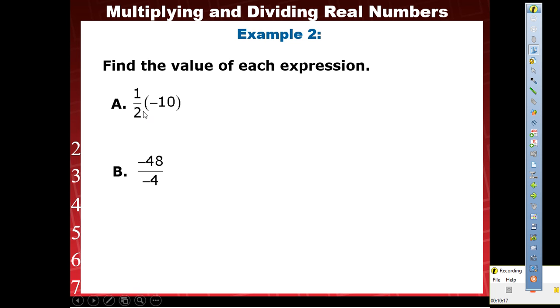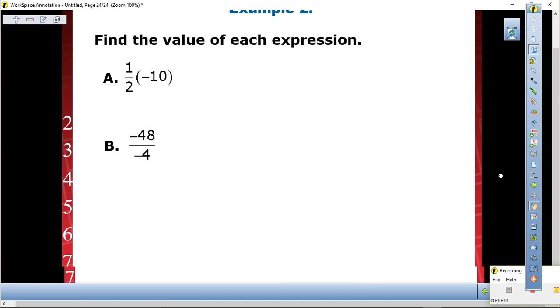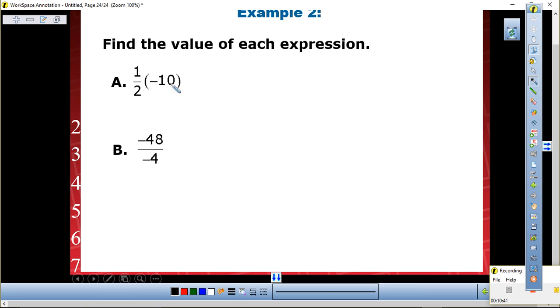Example 2A is 1/2 times negative 10, and B is negative 48 divided by negative 4. So let's see if you remember from previous years. When you multiply a fraction times a integer, what do we make this? We make it into a fraction by writing over 1. Therefore, are they the same sign? No. Therefore, 1 times 10 is 10. 2 times 1 is 2. 10 divided by 2 is 5.